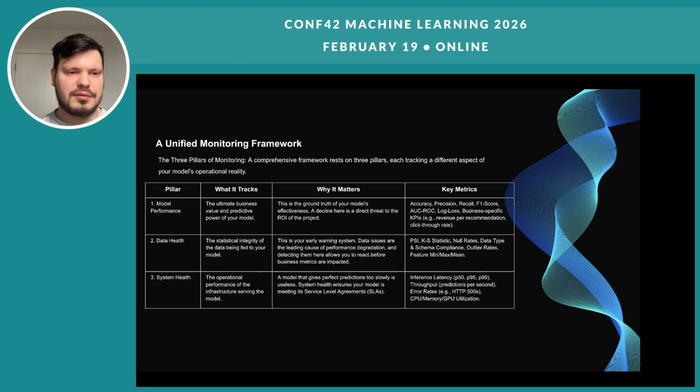So the first thing that we want to cover with monitoring is model performance. We want to track the business metrics and the model performance metrics, online and offline. Offline it's recall, F1 score, accuracy, and as online metrics, for example, CTR or revenue lift.